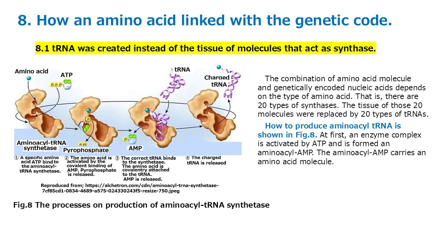How an amino acid is linked with the genetic code. tRNA was created instead of the tissue of molecules that act as synthase. The combination of amino acid molecule and genetically encoded nucleic acids depends on the type of amino acid. That is, there are 20 types of synthases. The tissue of those 20 molecules was replaced by 20 types of tRNAs. How to produce amino-acyl tRNA is shown in Fig. 8. At first, an enzyme complex is activated by ATP and forms an amino-acyl AMP. The amino-acyl AMP carries an amino acid molecule.